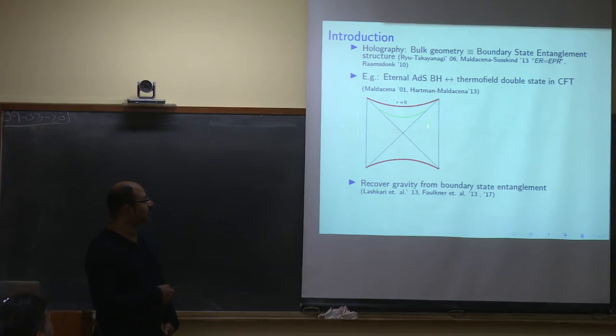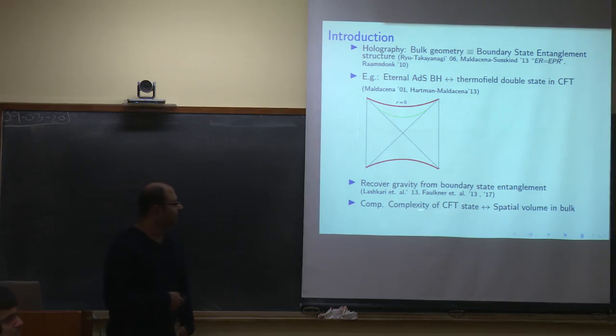Can I recover entire gravity, the dynamics of gravity, from looking at boundary state entanglement? There has been progress in this area as well, beginning with the linearized Einstein equation, and then some nonlinear terms in the Einstein equation, perturbations, have also been recovered from the boundary state entanglement using the first law or some other versions. So slowly the picture which is emerging is that perhaps you can recover entire gravity from looking at entanglement properties of the boundary state.